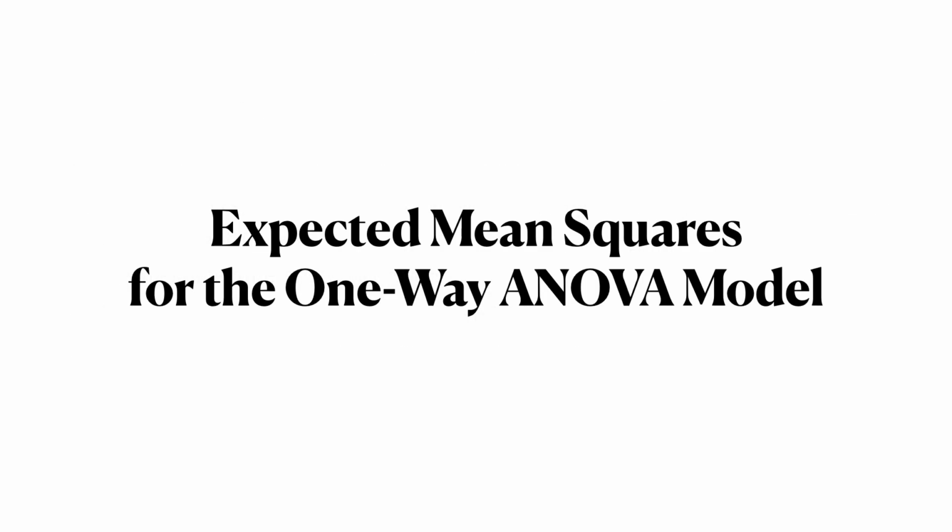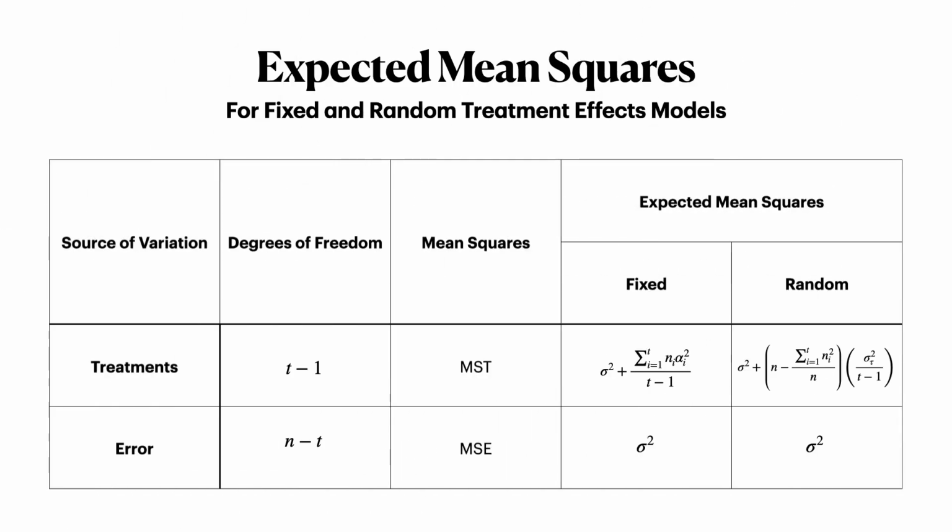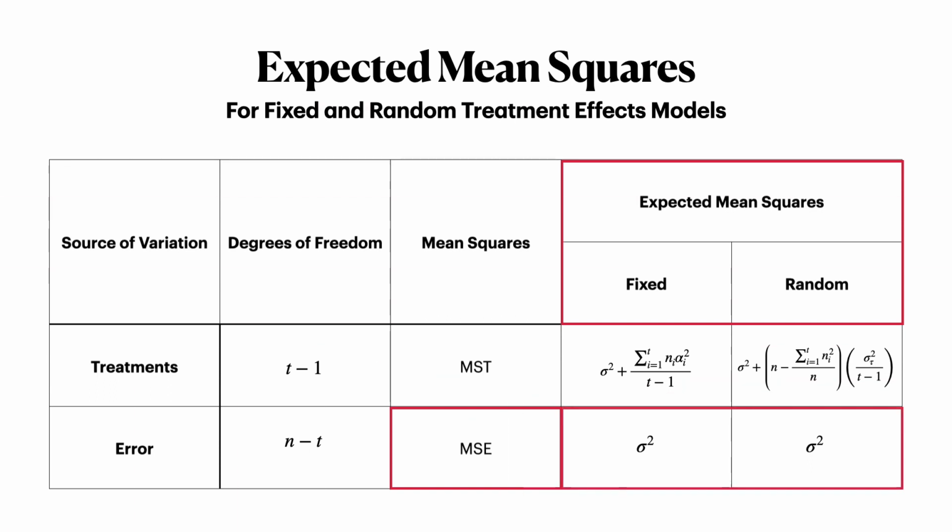And so let's look at the expected mean squares for the one-way ANOVA model. Let's first look at the expected value of the MSE. Now, as we can see here, regardless of whether we're working with a fixed effects model or a random effects model, the expected value of the mean squared error, the MSE in the ANOVA table, is equal to sigma squared, the variance of the model error terms.